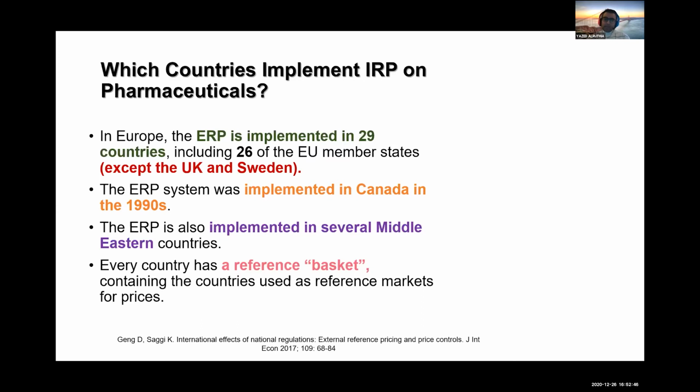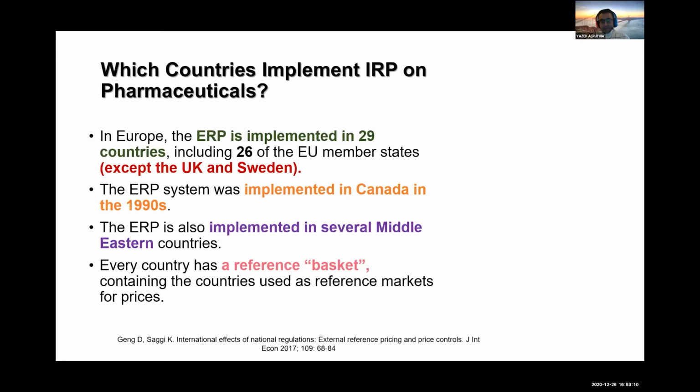The ERB system was implemented in Canada in 1990. ERB is also implemented in several Middle Eastern countries. So even Canada adopted ERB in the 1990s, although they also use health technology assessment techniques through CADTH. I'm going to talk about the Middle Eastern countries in more detail in the next few slides. Every country has a reference basket.